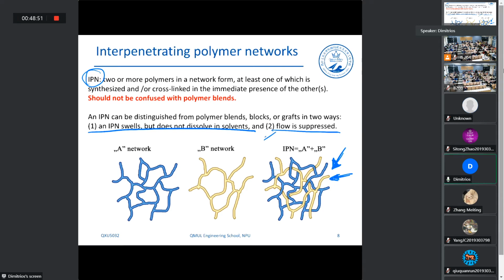What does that mean? It means that IPNs show very high viscosity. Okay, we have already spoken about viscosity. It is an indication about how a sample flows under increased temperature.